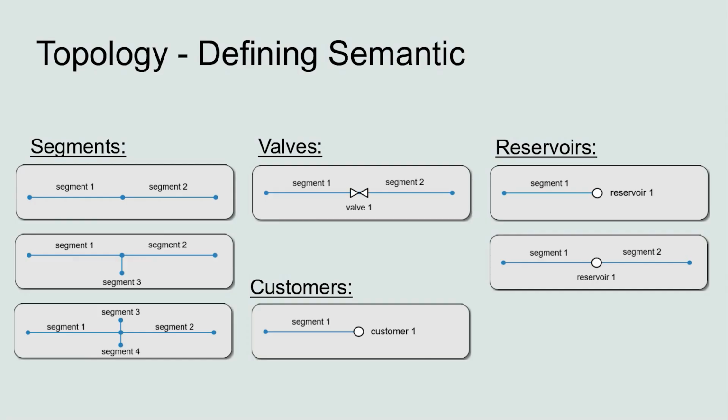After defining the elements and the syntax, we must define the semantics. The semantics is how these elements will interact with each other. In the case of segments, we can have 2, 3, or 4 segments connected. Valves must always be connected between 2 segments. Customers are connected to only 1 segment. And reservoirs can have 1 or 2 connections.